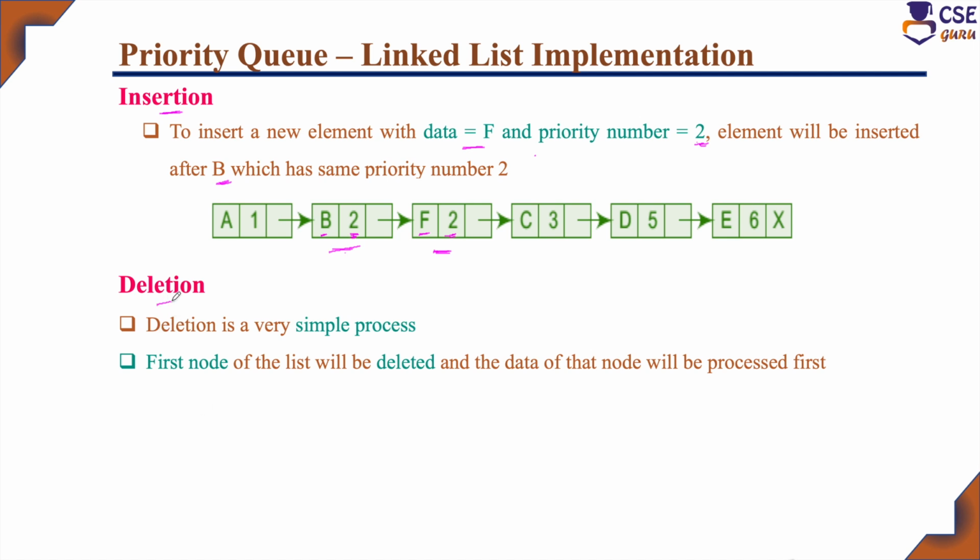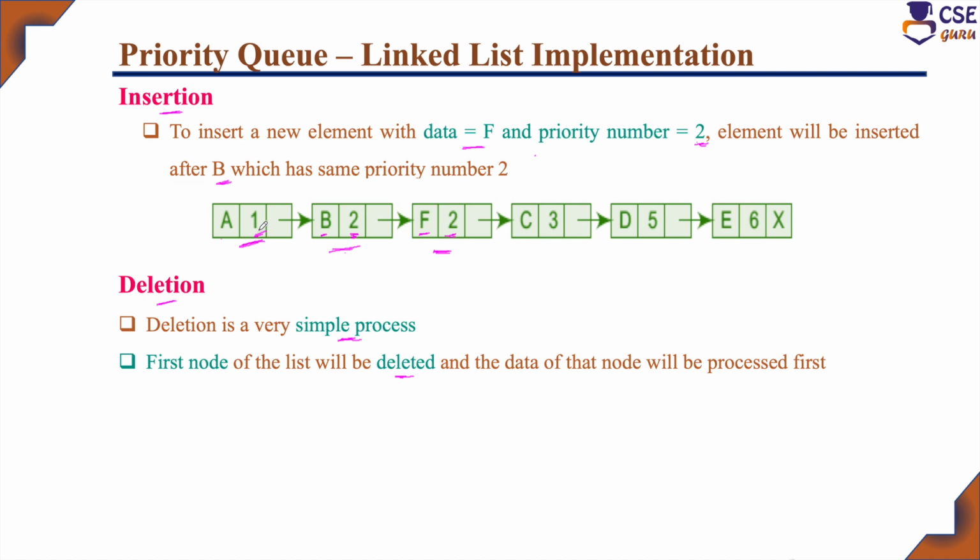And if you are considering deletion, it is a very simple process, that is normal deletion like in a queue data structure only. That is, the element with highest priority. In this linked list, element A has the highest priority, 1. So when you want to delete an element, the first node will be deleted first. The first node of the list will be deleted and the data of that node will be processed first.